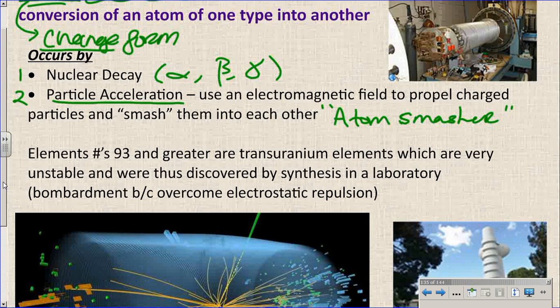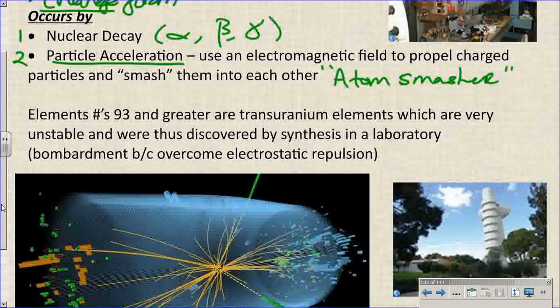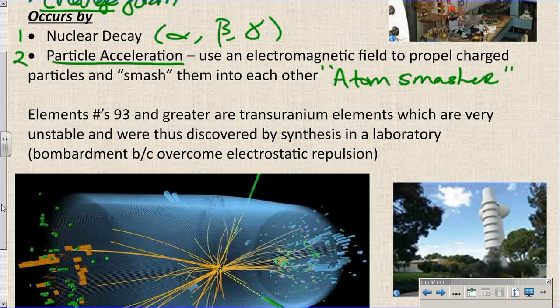So that's pretty cool because that's how we can make all the man-made elements that are underneath the transition metals, like flerovium and livermorium, whatever that one is. I forget what that one is. So that's how we make new elements. We just smush them together. It's not very easy. You have to really bombard them to overcome their natural repulsion for each other. So that's the second way to transmutate an atom.